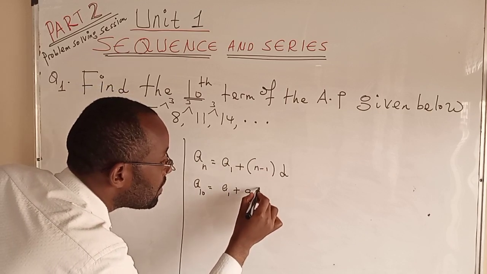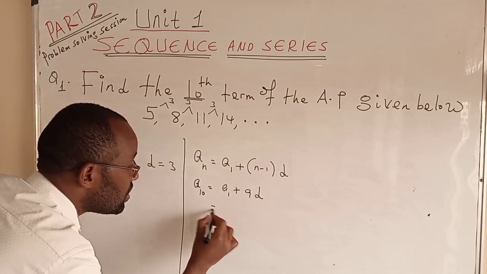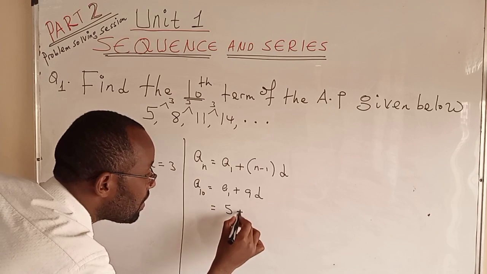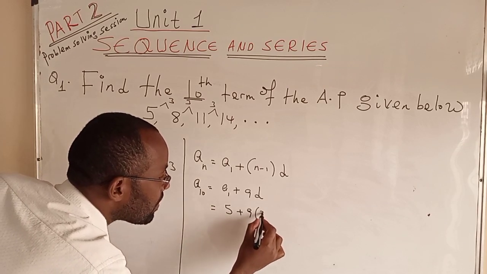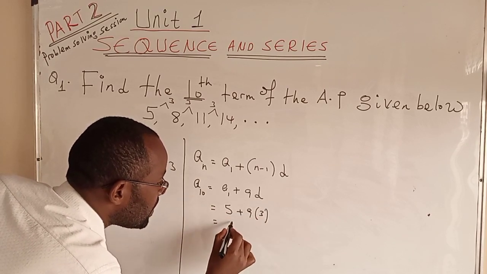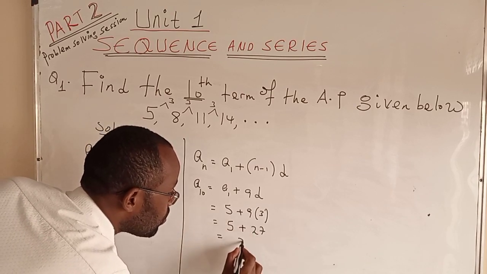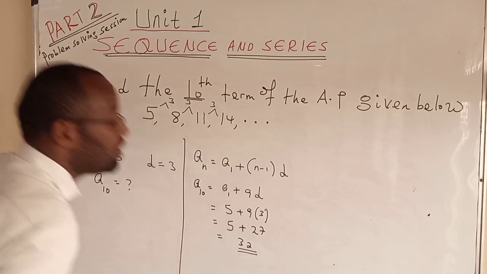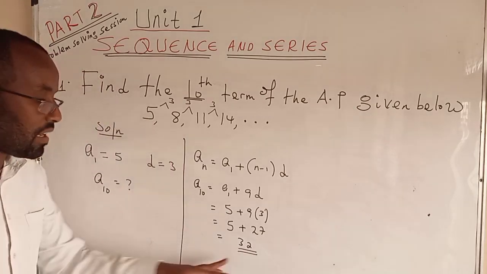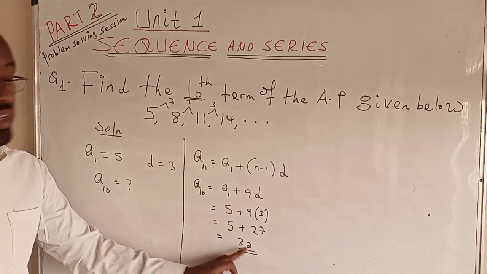Now therefore a10 equals a1 plus, now 10 minus 1 is 9, so 9 times the common difference. So this is equal to the first term, 5, plus 9 times our common difference, 3. So this means 5 plus 27, which is equal to 32. So this is the 10th term of the arithmetic sequence.